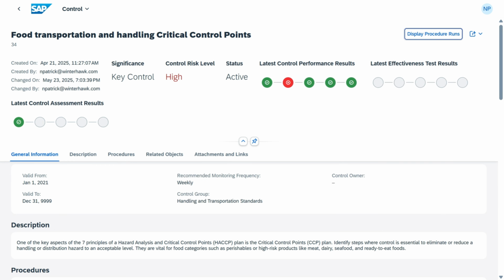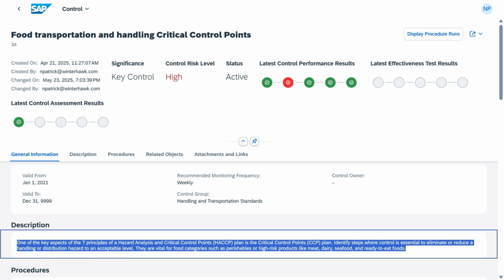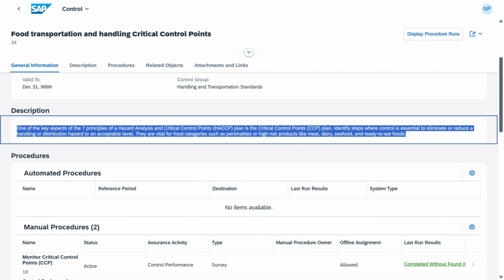Let's investigate this control. In the control summary data, we can see there are several control performance runs, one of which raised a RAM finding. However, we can also see the latest control assessment is good, indicating a well-designed and implemented control. The control itself ensures a critical control points plan. One of 7 aspects of a hazard analysis and critical control points plan is properly documented and performed.